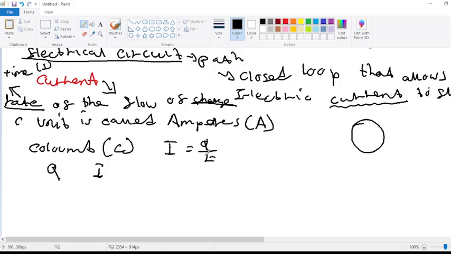Now, since we know the formula, the instrument used to measure the current, which is in amperes, is what we call the ammeter. This is where the A comes from. So this is the instrument that's used to measure the current.